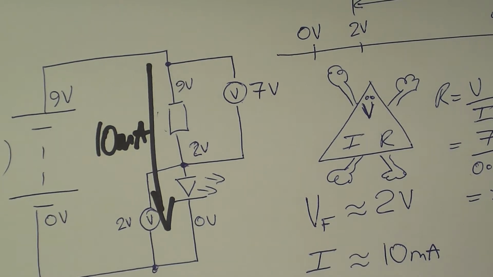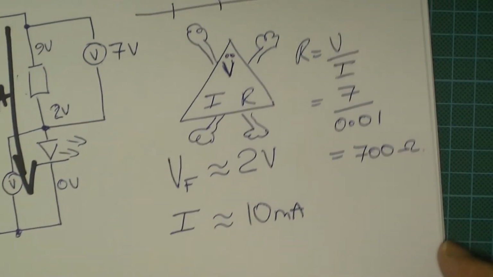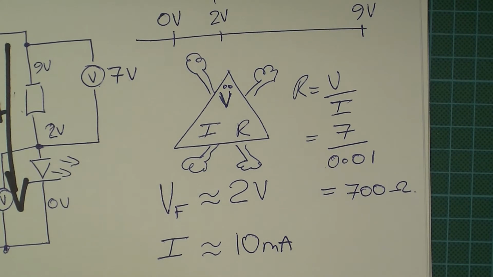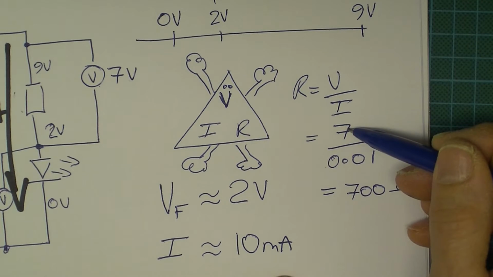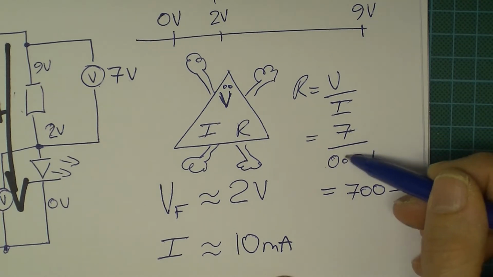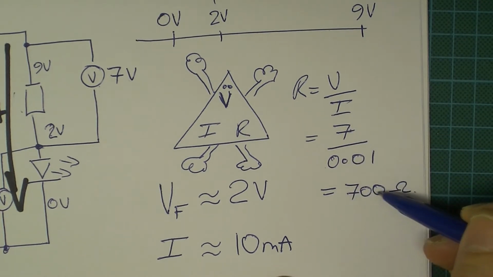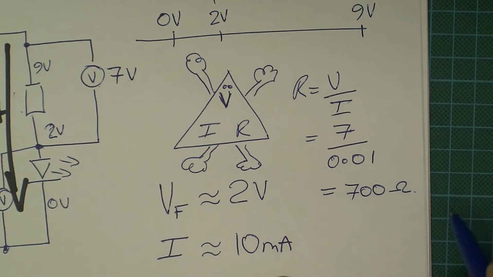And that's going to be 700 ohms. Sorry, I didn't realise that was not on the screen. I don't think it was on the screen anyway. So 700 ohms. So resistance is volts over current. 7 volts divided by 0.01 equals 700 ohms.